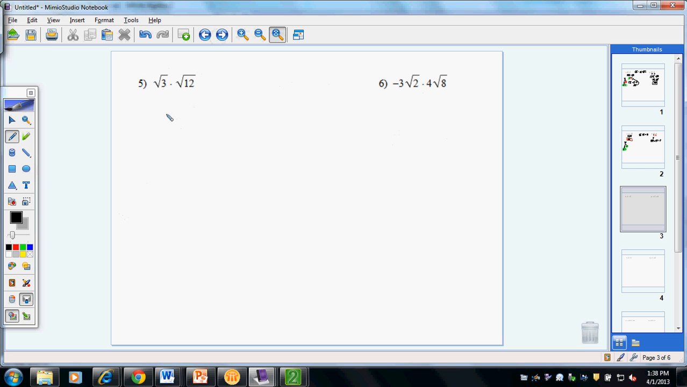Square root of 3 times square root of 12. All right, so let's look at this. Take our two radicands and put them under the radical. So I have the square root of 36, which is equal to the square root of 9 times the square root of 4.